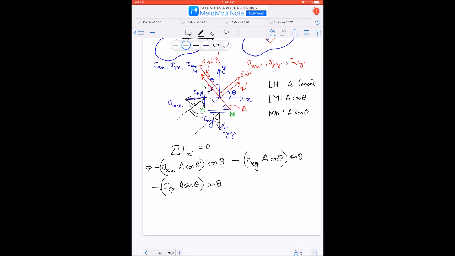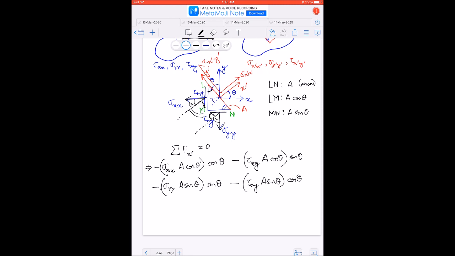And finally, we are going to take the force contribution due to this tau xy. So tau xy, A sine theta. This A sine theta comes because we are considering the edge MN, and then we have to take the component of this force along the x direction, and you note that the angle that this force makes with the x direction is nothing but theta, so that's a cos theta here, but this is along the negative x direction, so we need a minus sign here.